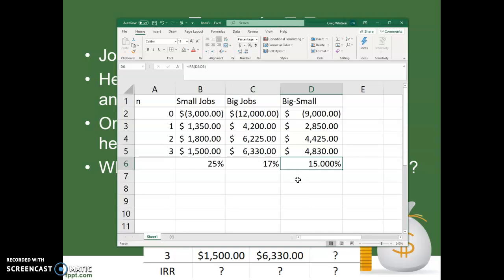So this gives us a better picture, a better way of evaluating or comparing different projects than just simply looking at the internal rate of return itself. Just looking at the internal rate of return would maybe lead us towards doing the small jobs, but by doing this incremental analysis, it turns out that the big jobs is the way to go.